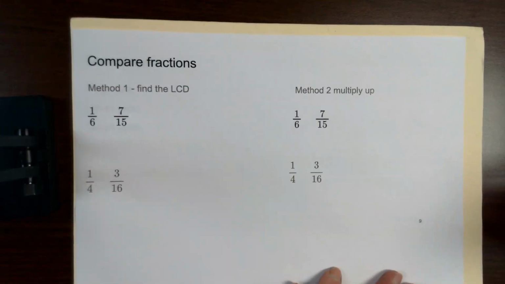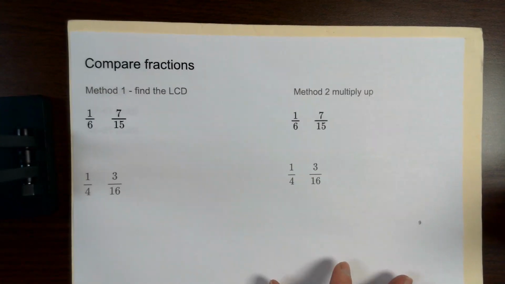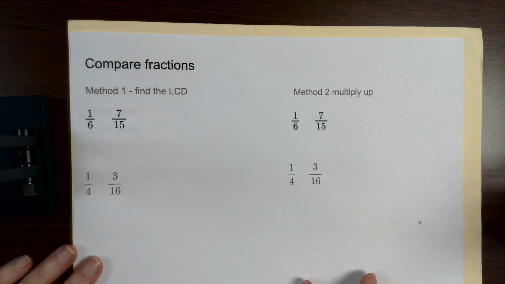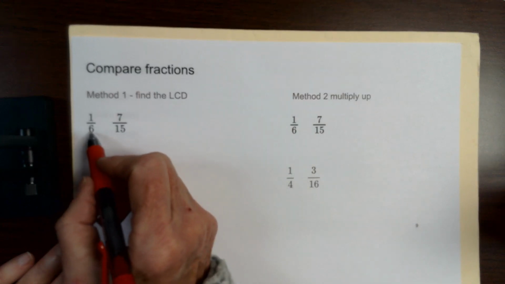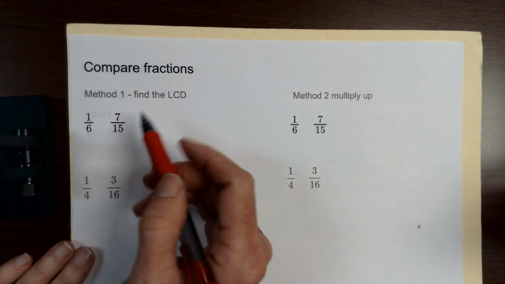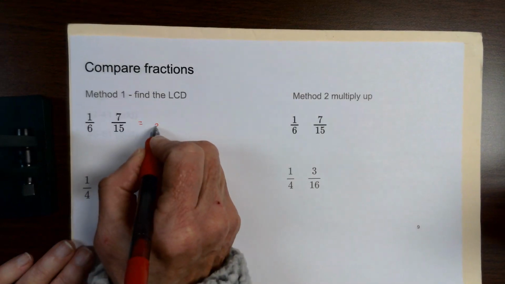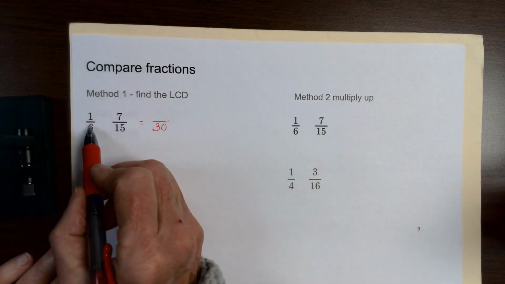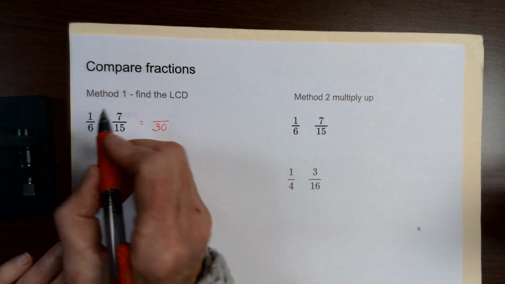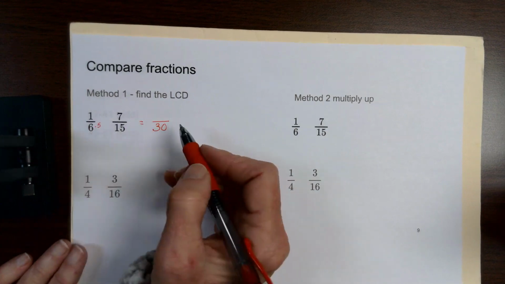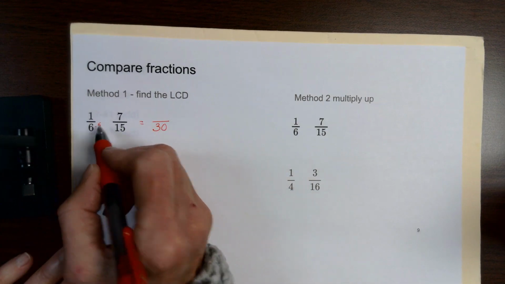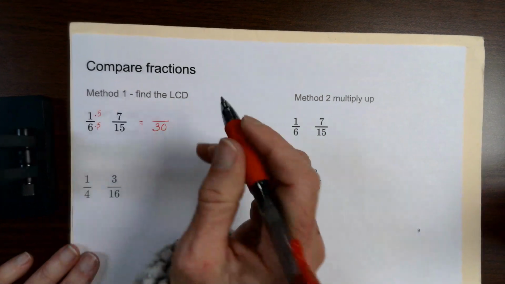Okay, we're going to compare fractions. In other words, I want to be able to put a greater than, less than, or equal sign between them. And there's two methods. There's one method where you find a common denominator and you compare them having the same denominator. The common denominator, or the smallest number that both 6 and 15 can go into, would be a 30. So I want to rename the 1/6 as something over 30. To get the 6 to become a 30, I would have to multiply it by 5. What I do to the bottom, I do to the top.